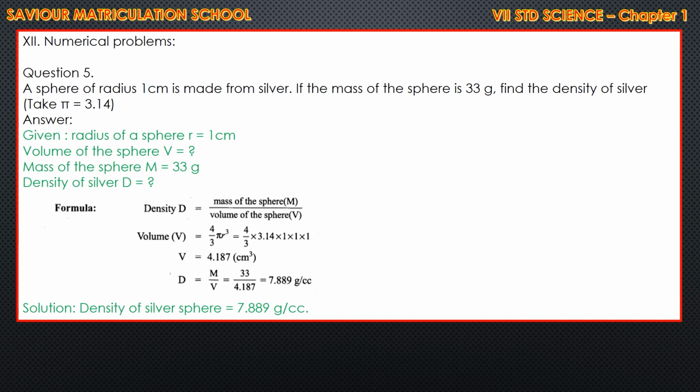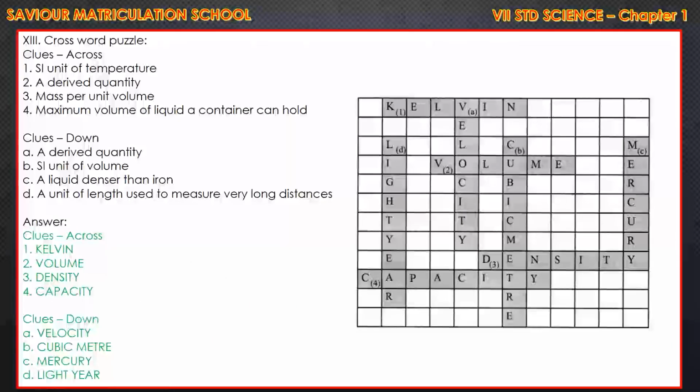So density is equal to, the formula is mass by volume. So 33 by 4.187. The mass of the sphere they have given is 33 grams, so for mass we are writing 33, divided by the volume we got, 4.187. When you divide this you will get the answer 7.889 grams per cubic centimeter. So what is that, children? The density of the silver sphere we are getting is 7.889 grams per cubic centimeter. Thank you, children.